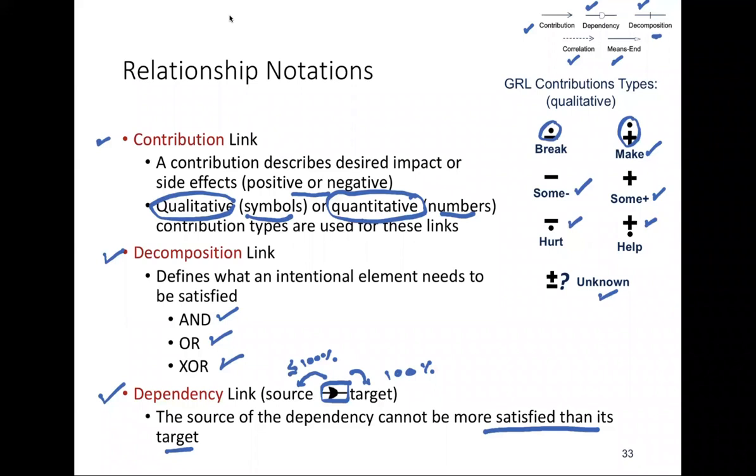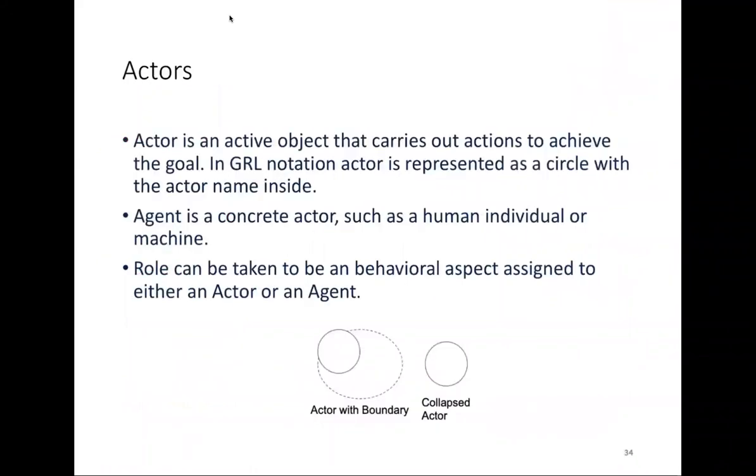Finally, the third component we see in the GRL notation to model goals is what we call actors. An actor is considered an active object that actually carries out actions to achieve the goals. In the GRL notation, actors are represented using a circle, and we add the actor name inside it.